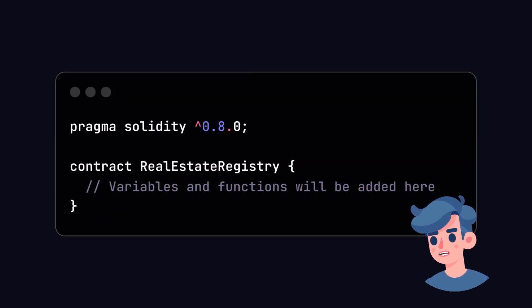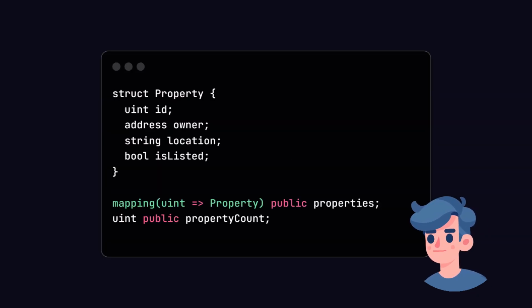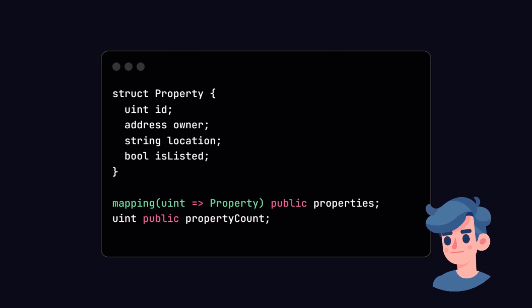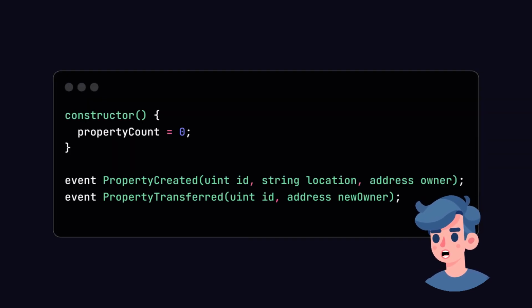In RealEstateRegistry.sol, we will define our smart contract. Let's start by declaring the Solidity version and the contract itself. Next, we will create a structure to store real estate properties. Each property will have an ID, owner, location, and status. We also need a constructor to initialize our registry and some events to emit when properties are created or transferred.